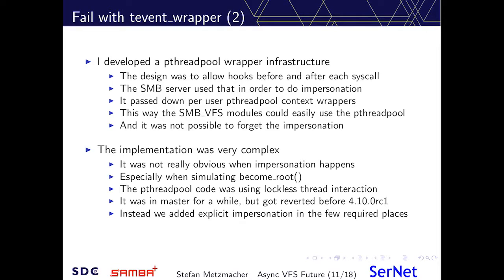complex and not really obvious when impersonation happens, especially when we simulate become root and switch from the normal impersonation to root and maybe to the other share for the copy chunk implementation. It also added some lockless thread interaction for the thread pool. That code was in master for a while, but then got reverted before 4.10 RC1, and we added back just explicit impersonation in the few cases we had implemented for the async get DOS attributes.